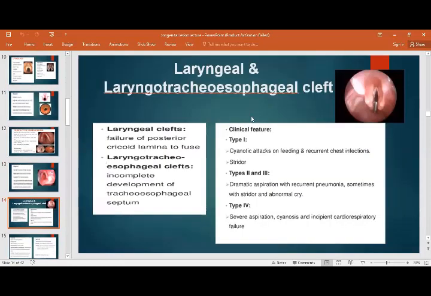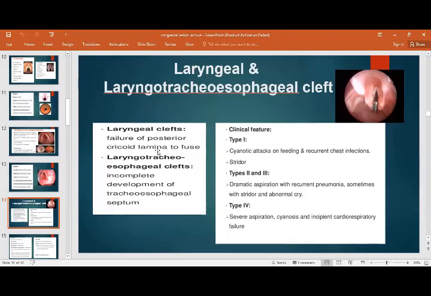The next condition is laryngeal and laryngotracheoesophageal cleft, as you can see in this picture. This is the larynx and this is your tracheoesophagus. There's a cleft, a gap present between these. Now you can well imagine what would happen if the larynx and tracheoesophagus clefts are present.